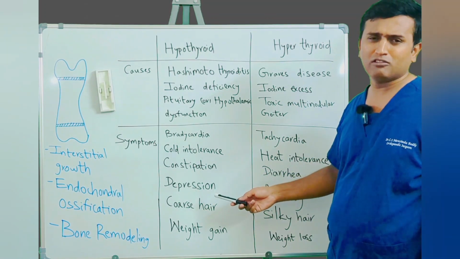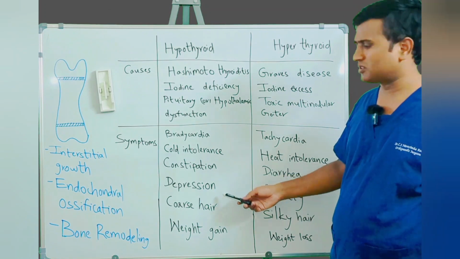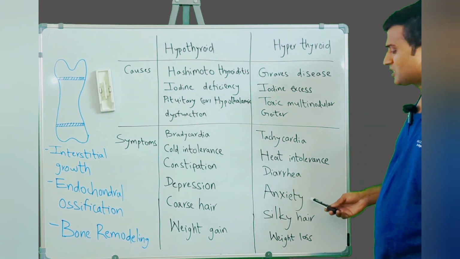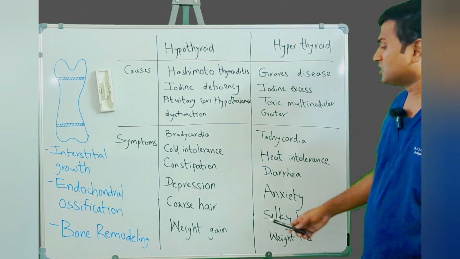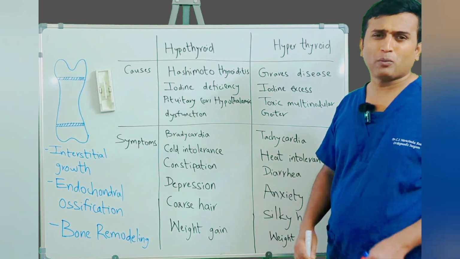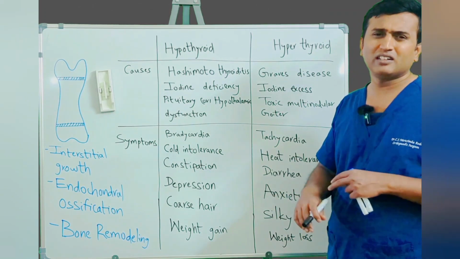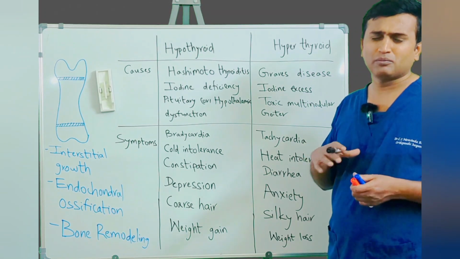The thyroid hormones also help in maintaining our mental balance. Whenever we have less thyroid hormone, that causes depression, and when we have higher levels, that causes anxiety and even nervousness. And thyroid hormone also helps in maintaining proper skin, and it also helps in maintaining the sweat glands in a proper way.